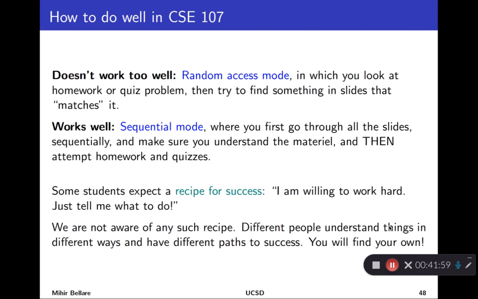Sometimes I've seen students who want a kind of recipe for success. They say, tell me what to do. I'm willing to work, but I want to know how to succeed. But I don't really have such a recipe because things like that are very subjective. Different people see things in different ways. And part of the interest and challenge is to find your own path to success.